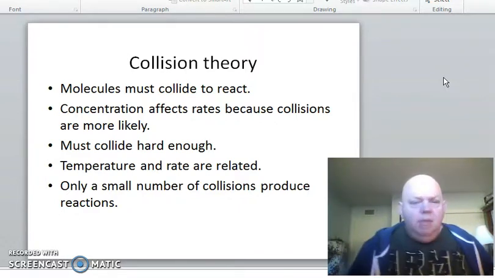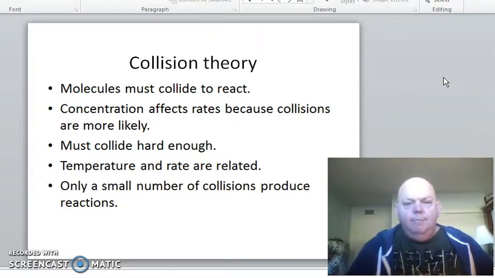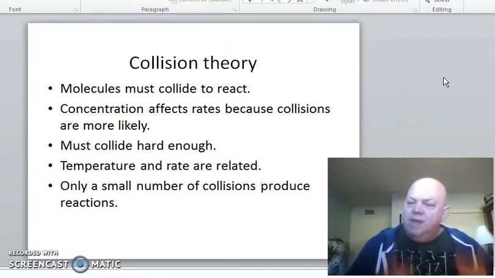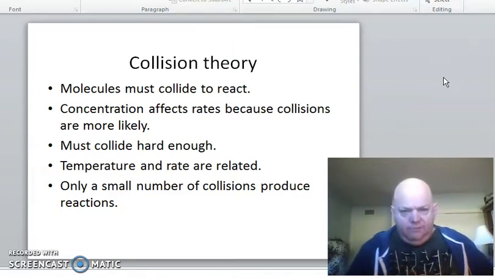If you're ever going to get chemicals to react in a chemical reaction, molecules have to collide. And the thing is, concentration will affect the rates. The higher the concentration, the more you're going to likely have collisions because there's more of it, more chances. But it's not enough to have a lot of molecules. They've got to crash into each other hard enough.